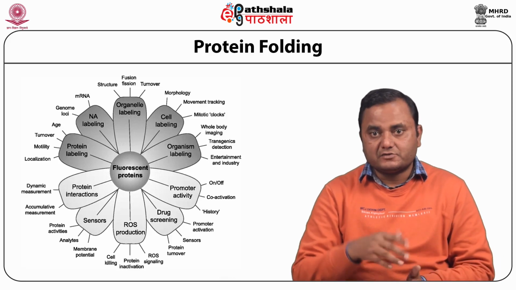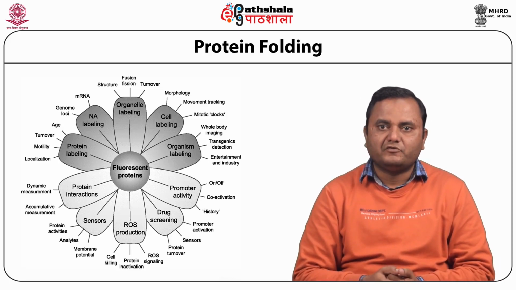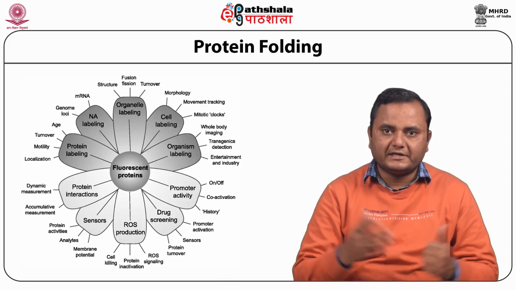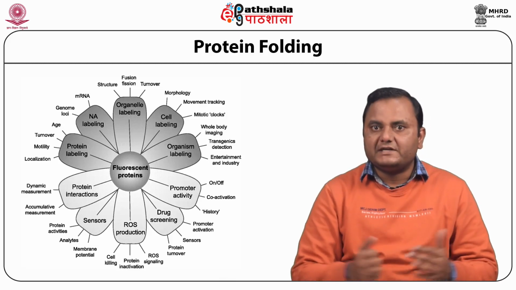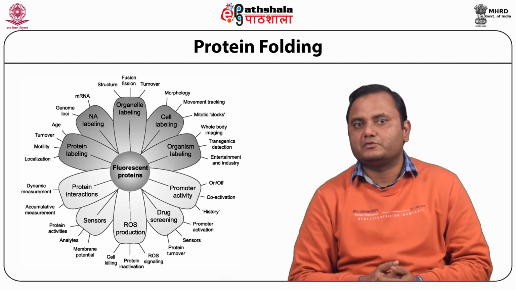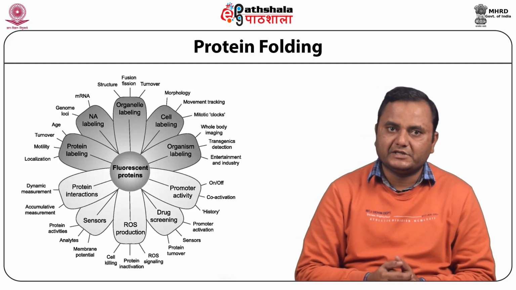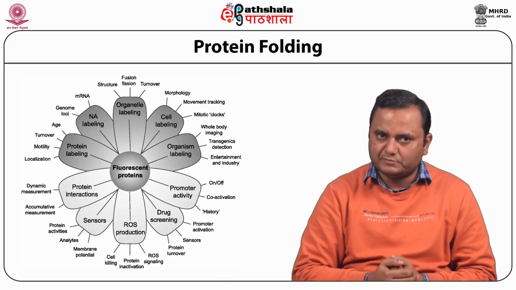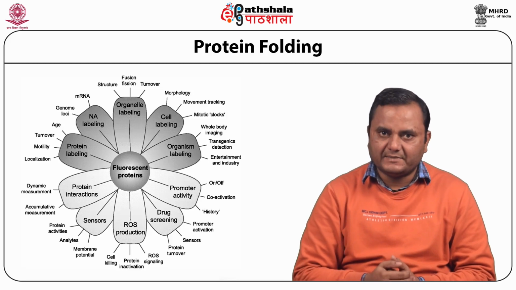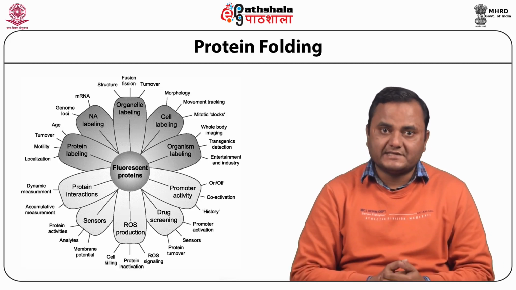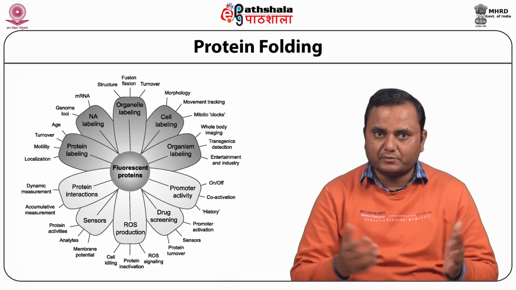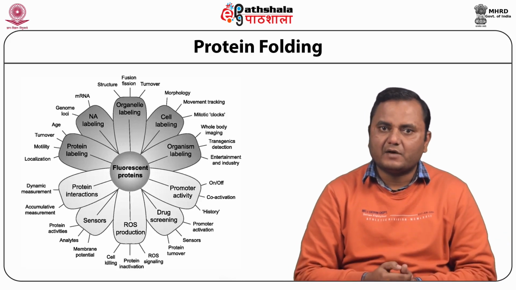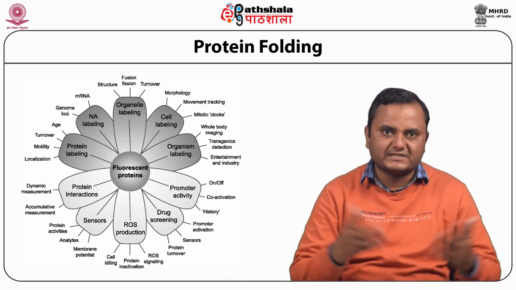And not only this, it is also used for labeling of the organism, for whole body imaging, for transgenics detection, for the entertainment industry. Moreover, these fluorescent proteins are used to study protein-protein interaction, like dynamic measurement. You can estimate the binding kinetics of the protein, and cumulative measurements. It is widely used for sensors, based on which you can see protein activities, analytes, membrane potential, etc. And a large number of sensors are nowadays based on fluorescent proteins.